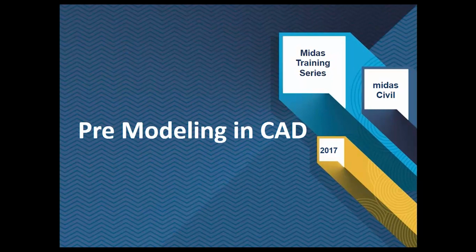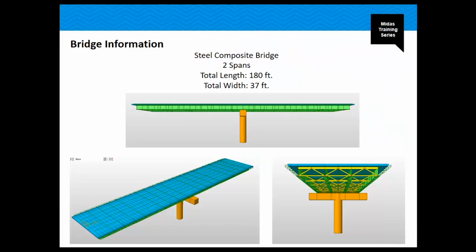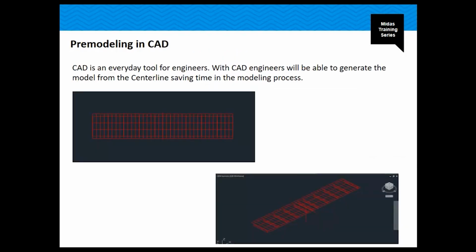In the pre-modeling, this entire webinar will be talked about the steel composite bridge. This is the bridge information that we're gonna go over. It's a two-span bridge with a total length of 180 feet and a total width of 37 feet. So the entire pre-modeling will be done in CAD.